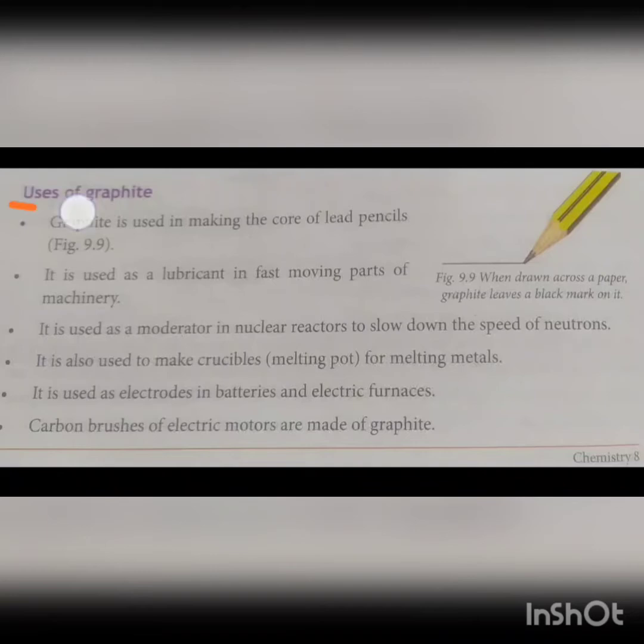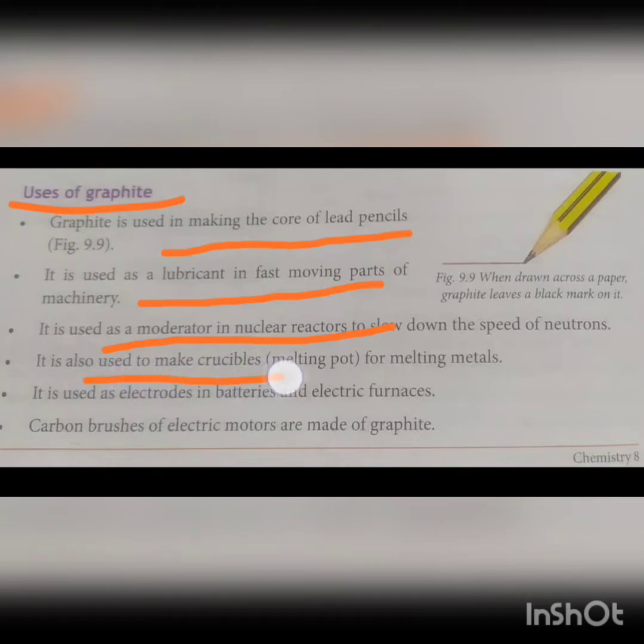Uses of graphite. Graphite is used in making the core of lead pencils. It is used as a lubricant in fast moving parts of machinery. It is used as a moderator in nuclear reactors to slow down the speed of the neutrons. It is also used to make the crucibles, the melting pot for melting metals. It is used as electrodes in batteries and electric furnaces. Carbon brushes of electric motors are made of graphite.